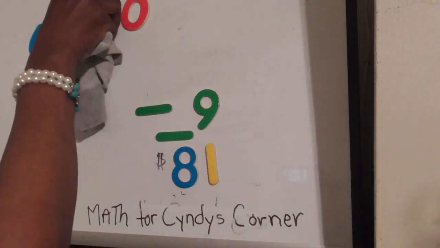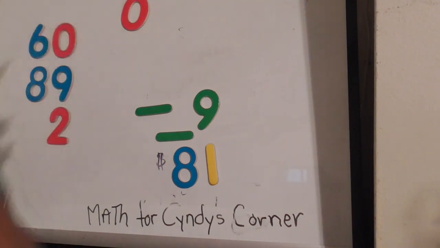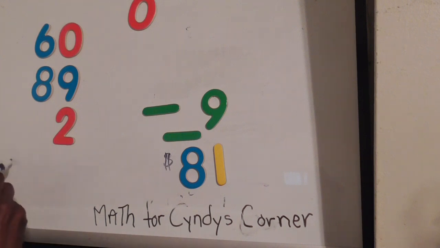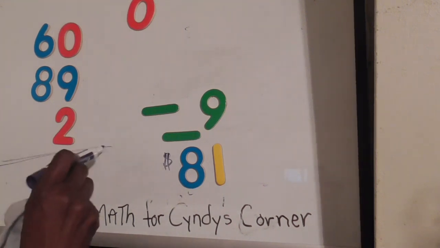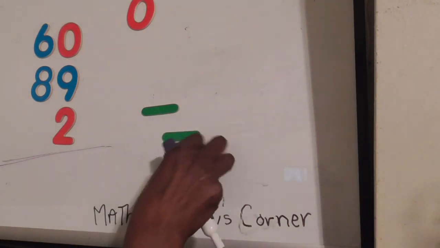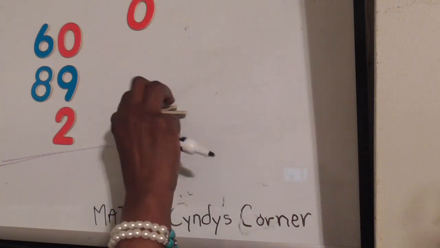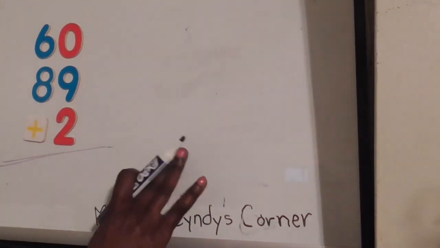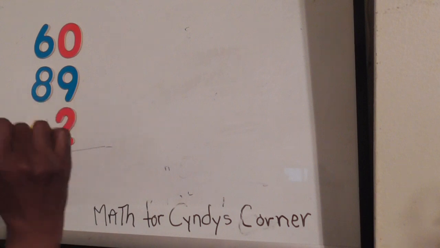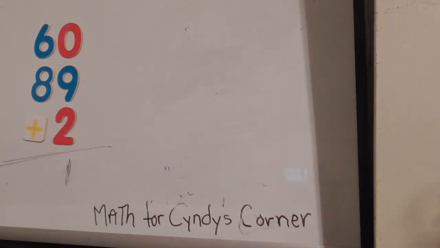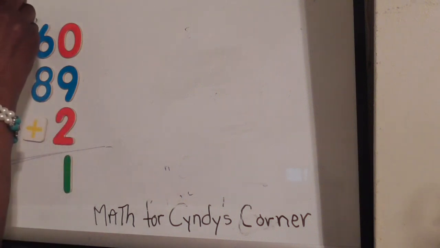We're going into the numbers column now. We're going to add. Now we're going to add in Cindy's Corner. We have 60 plus 89 plus 2. We're adding in columns. 0 plus 9 plus 2 is 11. 9, 10, 11. We're going to put a 1 here, and we're going to carry a 1.